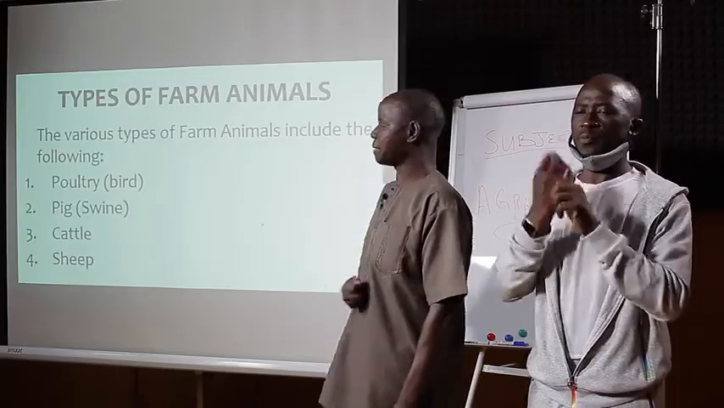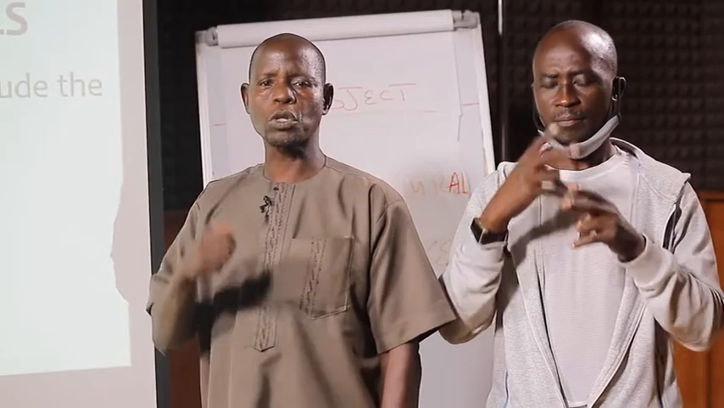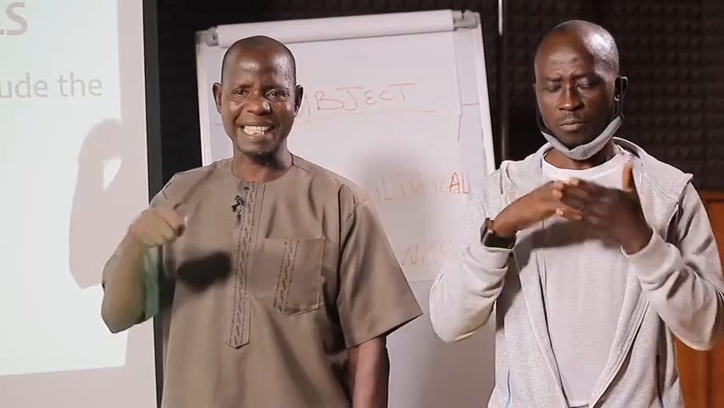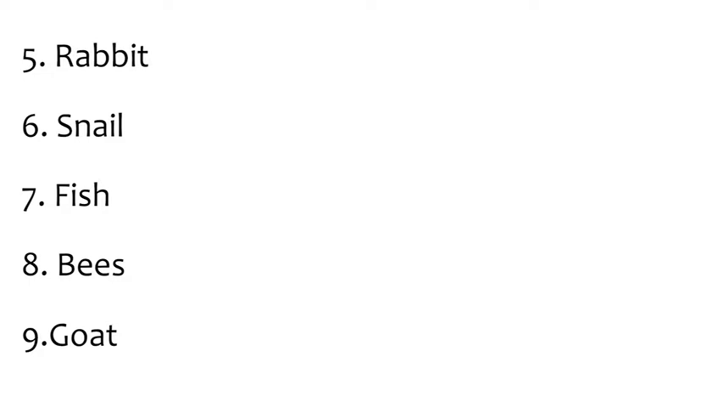Types of farm animals. The various types of farm animals include the following. One, we have poultry, which includes all the types of birds that are domesticated at home. Two, we have pigs or swine. Three, we have cattle. And four, we have sheep. We also have rabbits, snail, fish, bees, and goats.